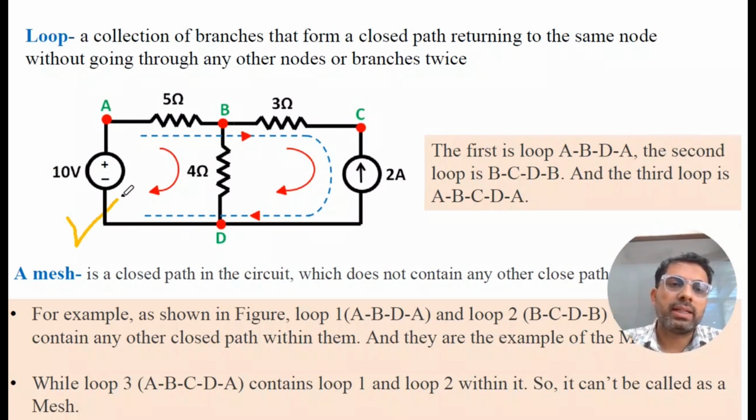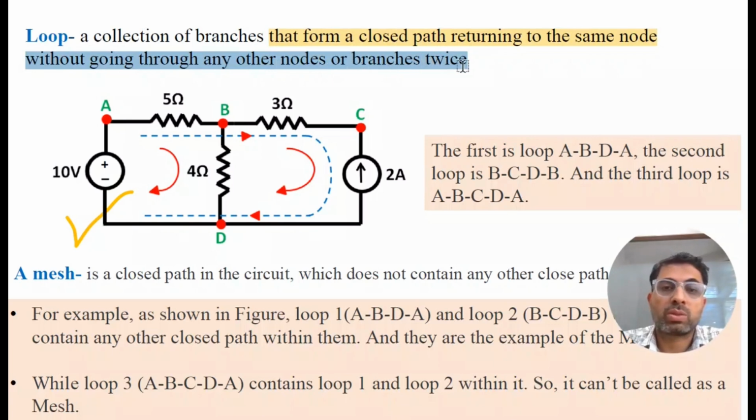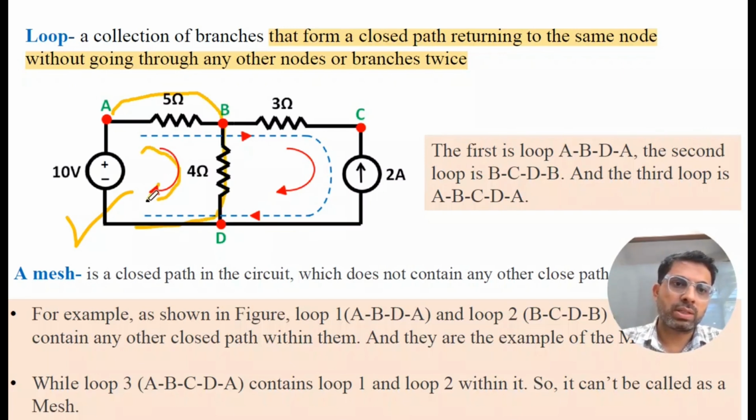Next, what is loop? Let us consider this diagram. A loop is a collection of branches that forms a closed path returning to the same node without going through any other nodes or the branches twice. So which one will be the loop? The first loop is here: A, B, D, and again it will go to the node A only. This is my first loop.